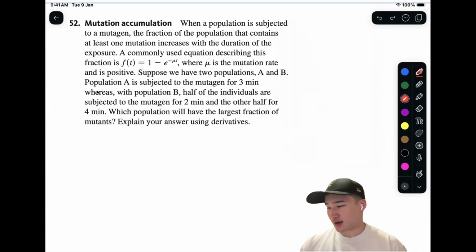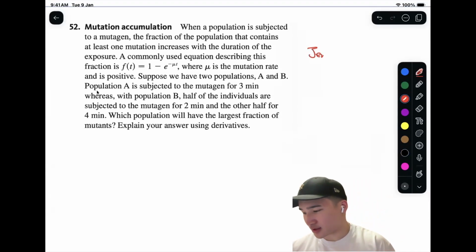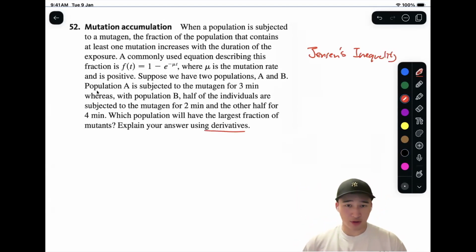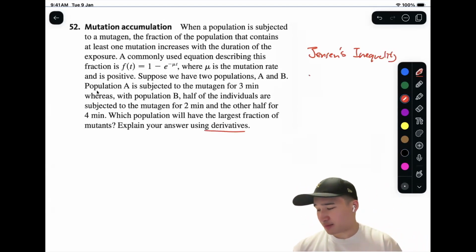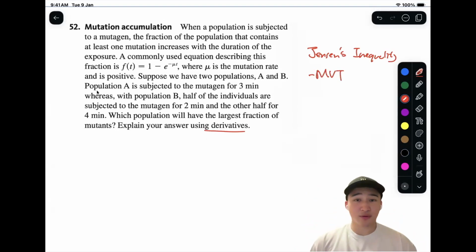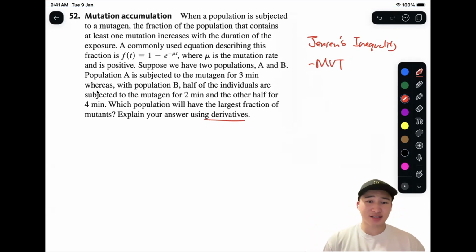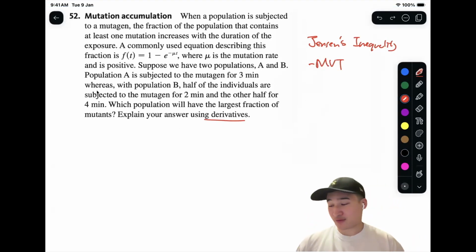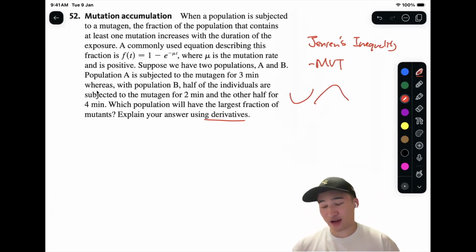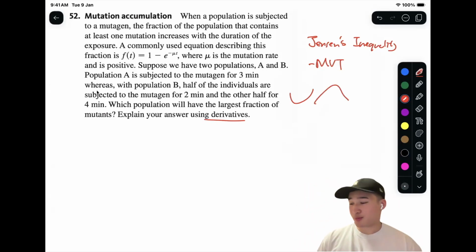So we're going to use Jensen's inequality to solve this question. And to use Jensen's inequality, which also involves the derivative, we're going to need the mean value theorem. If you're not familiar with the mean value theorem, I would highly encourage you to check it out. To use Jensen's inequality, you want to know if the curve is concave up or concave down. So that's super important.